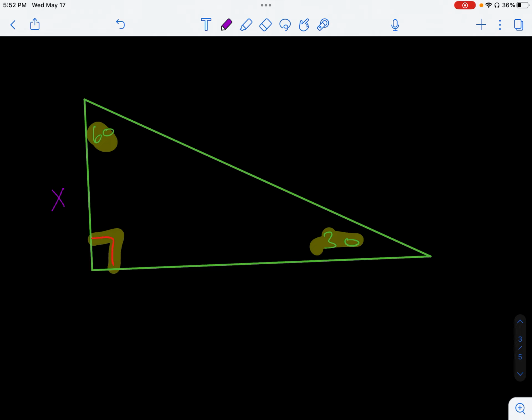And the long leg is going to be x times radical 3. So to go from the short leg to the long leg, we multiply times radical 3. And the hypotenuse is going to be 2 times the short leg. So to go this way, we're going to multiply by 2. And then we're going to divide in the other direction should it become necessary.